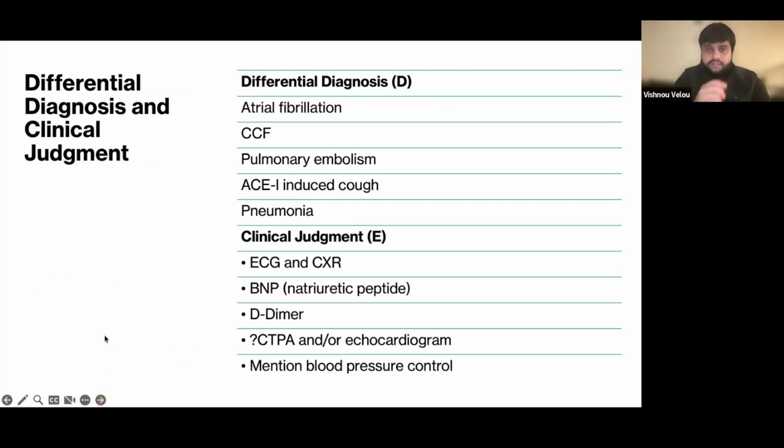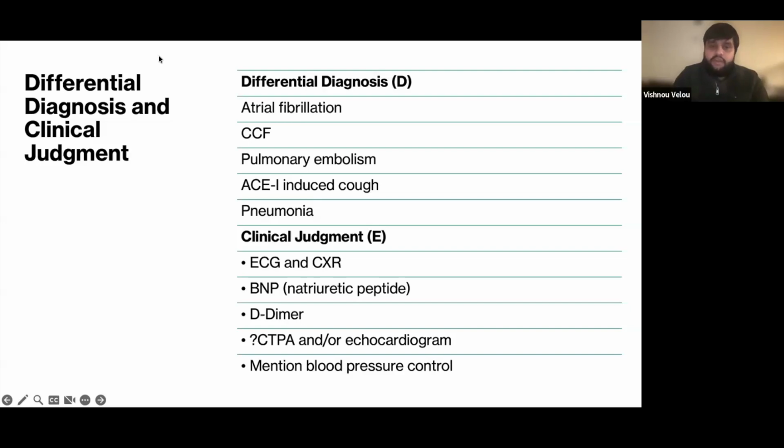Right. So this is the MART scheme. The MART scheme has all of these differential diagnoses: AF, congestive cardiac failure, PE, ACE-induced cough, pneumonia. And they want you to say those investigations, or at least consider those investigations. Now, can you see a lot of these investigations are things that we already thought about beforehand?